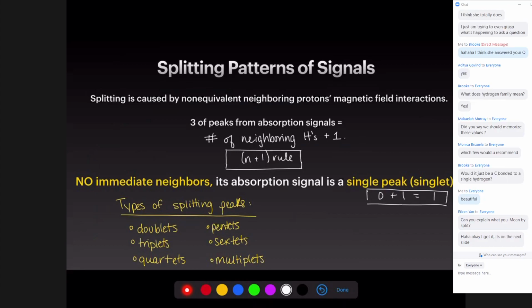If there are no immediate neighbors, its absorbance signal is a single peak, and a single peak is a singlet. There are six important ones that I would say to try to know how to identify: six different splitting peaks. There's singlets, doublets, triplets, quartets, pentets, sextets, and multiplets.